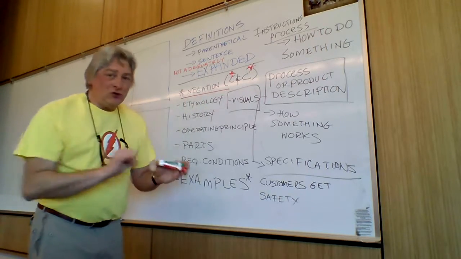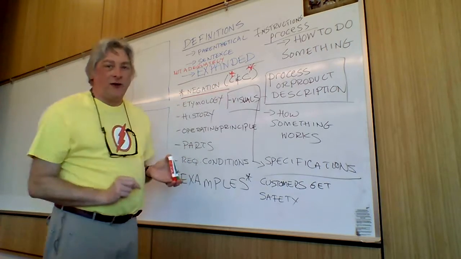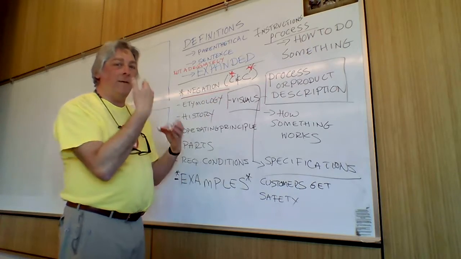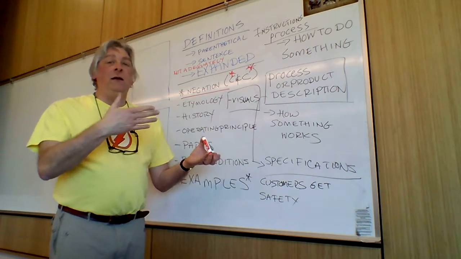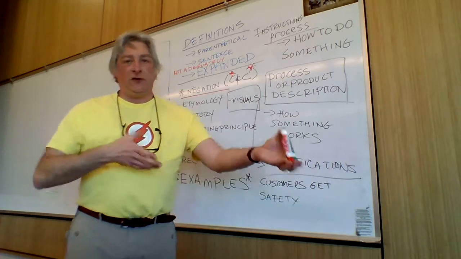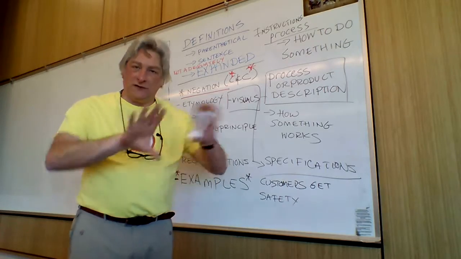So usually negation is used in combination with comparison contrast. That's my abbreviation for comparison contrast. I didn't write it all out. Because as you're describing what your technology is by describing what it is not, you're also comparing and contrasting. So that's both strategies at the same time. So it's kind of taken care of.